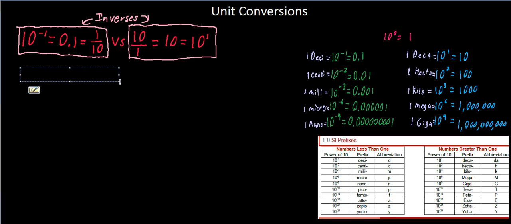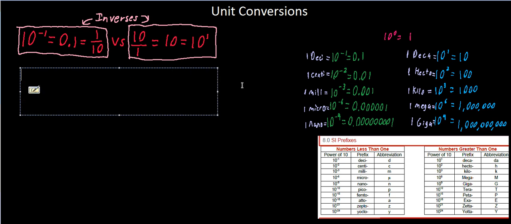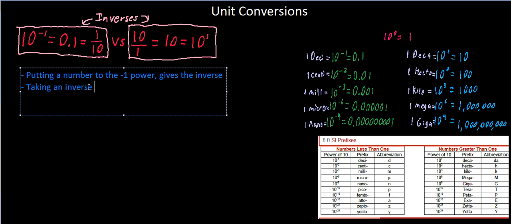So we can actually even write that out for ourselves if we want to. Putting any number to the power of negative 1 gives the inverse of that number. And this is true for all numbers in existence. And then the cool thing about inverses, if you look, this 1 over 10 is 10 to the negative 1. It means we're flipping the fraction. We take 10, which is 10 over 1, and we flip it. So taking an inverse flips the fraction, and all numbers in existence are fractions.